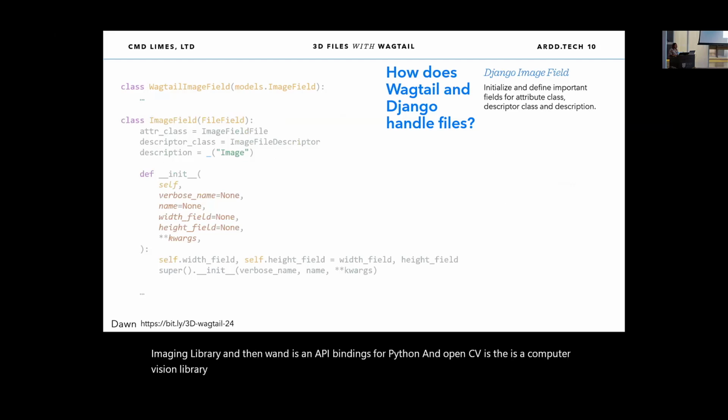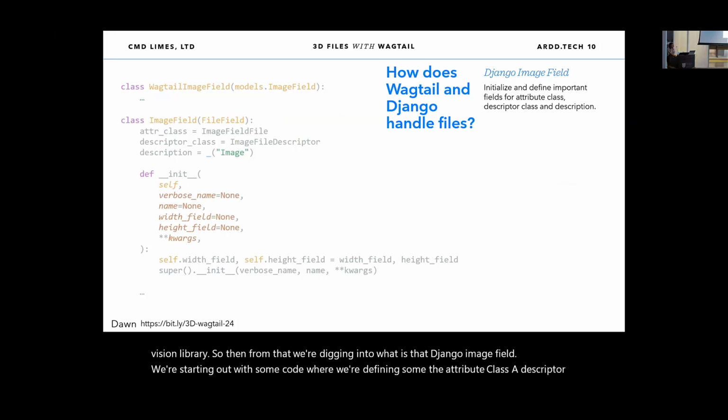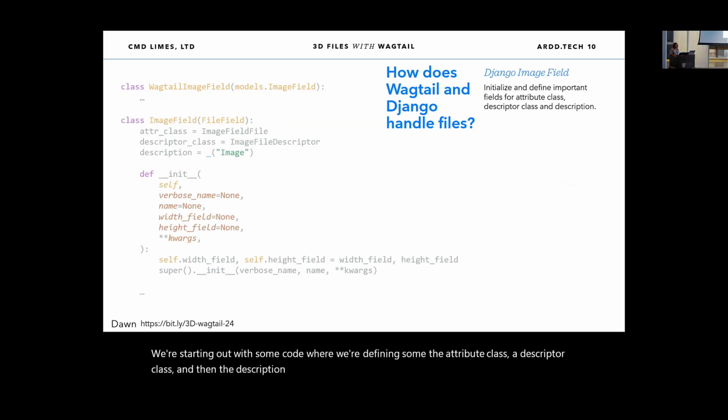So then from that, we're digging into what is that Django ImageField. We're starting out with some code where we're defining the attribute class, a descriptor class, and then the description with that lazy underscore. You may recognize that for translations. And then we're initializing this class. You'll see the self width field and self height field.